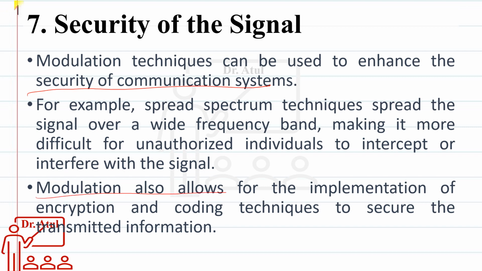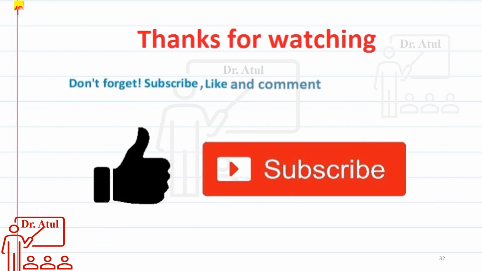Modulation also allows the implementation of encryption. We can use a key or a password, which is also possible in the modulation technique. So that is added security. But by default, modulation also has security as a feature in itself. Okay, I think this much is sufficient for the need of modulation.